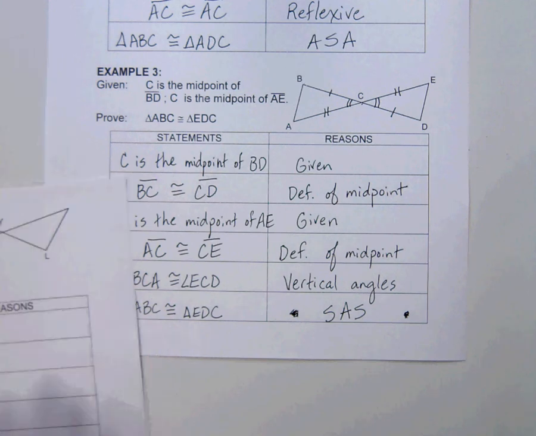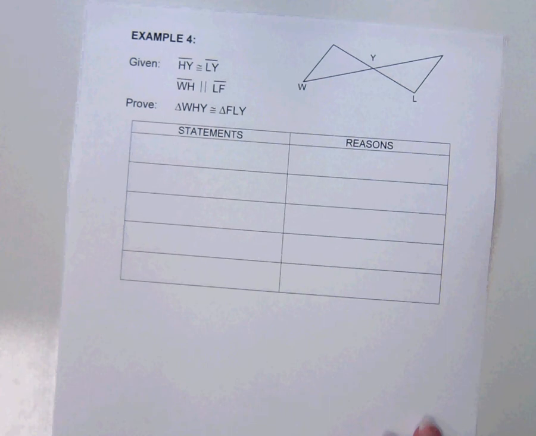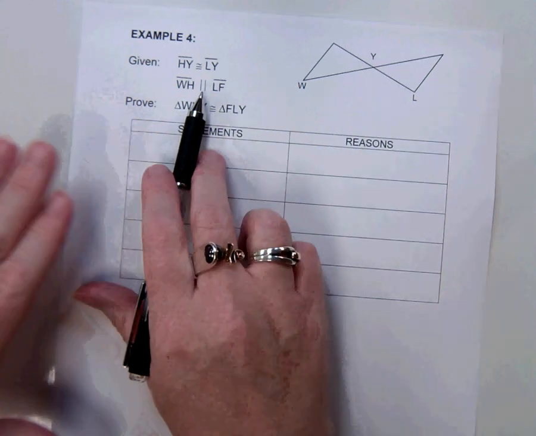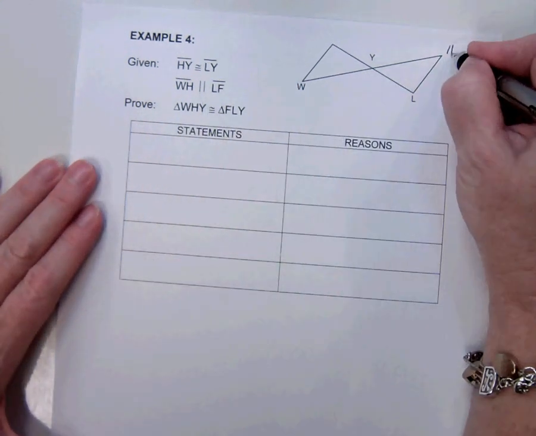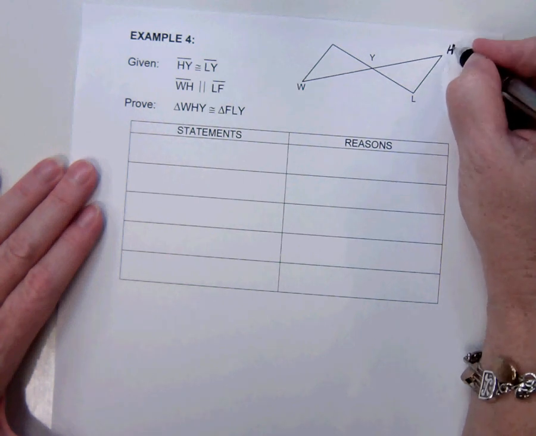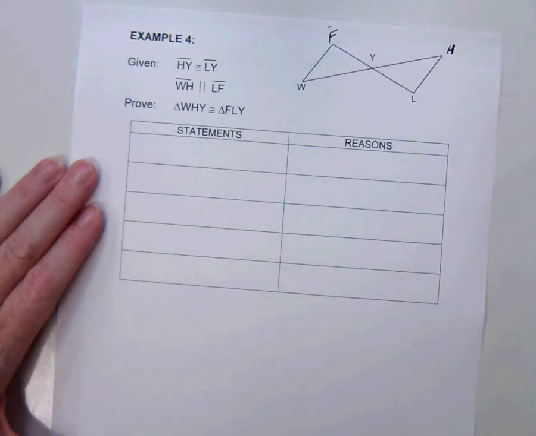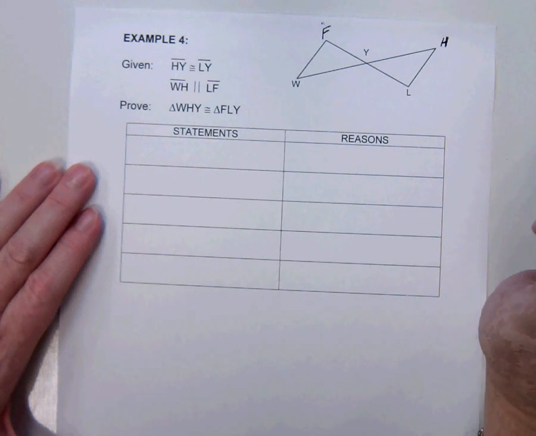Alright, let's try one more. This last proof has two things given. If you don't remember this little symbol right here, this means parallel. If yours doesn't have it, put an H right here and an F right here. Mine didn't have that on there. I think it just didn't run off right, but that's H and that's F.